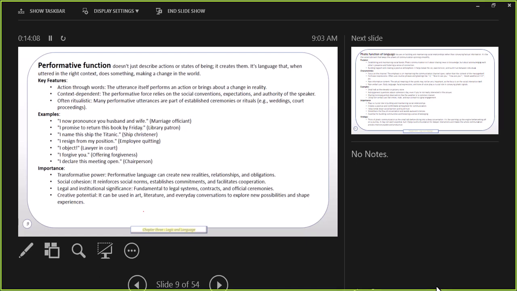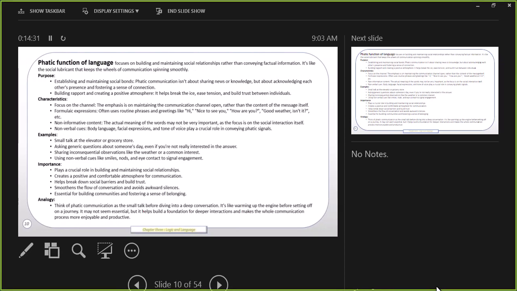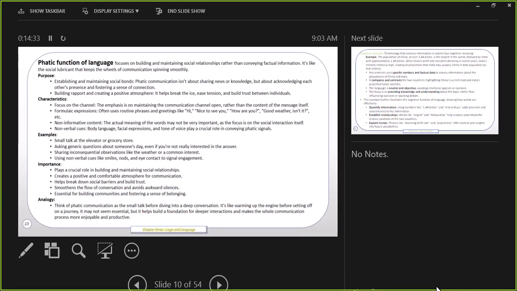The importance and significance of the performative function is its transformative power. Performative language can create new realities, relationships, obligations, and social cohesion. It reinforces social norms and has legal and institutional significance, fundamental to the legal system, contracts, official ceremonies, etc. Right? Creative potentials, etc. Performative function: they perform the action by themselves. They don't require others to do what they're asserting.